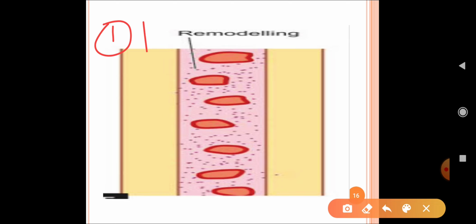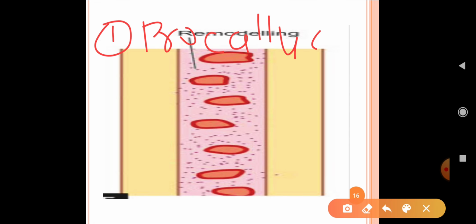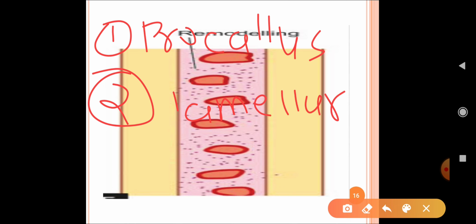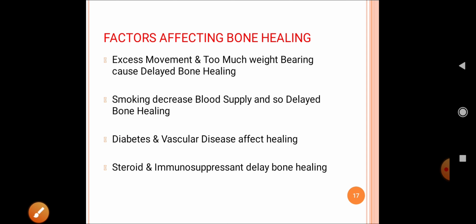The first one is procallus formation, that consists of woven bone formation and the cartilage, fibrous tissue, and the blood vessel. So that is having the woven bone that needs to be removed because it is a weak bone. It provides the temporary immobilization. We don't need woven bone, so it will be replaced by lamellar bone, that is a mature bone, and such a lamellar bone formation is known by the name osseous callus formation. So your second stage is osseous callus formation, and this whole process is known by the name remodeling, right? So this is all regarding the mechanism of bone healing.